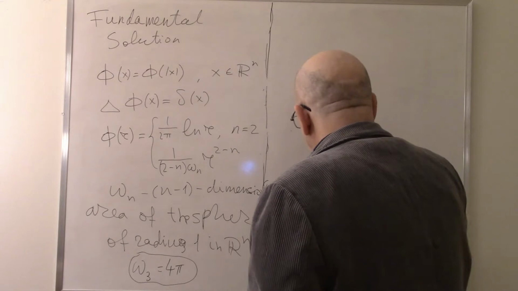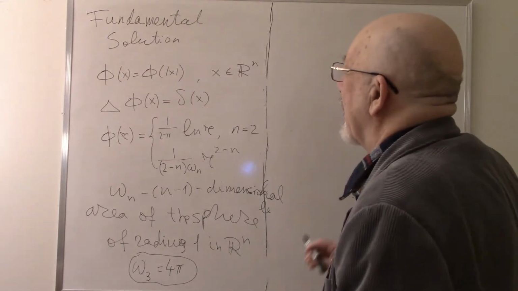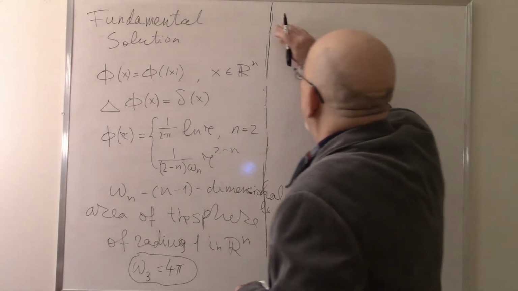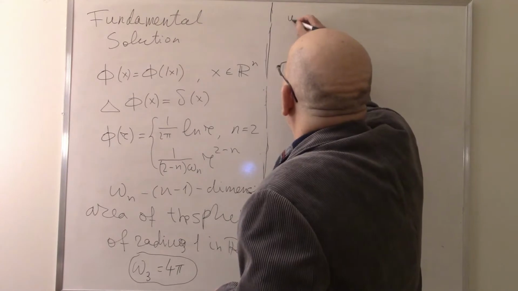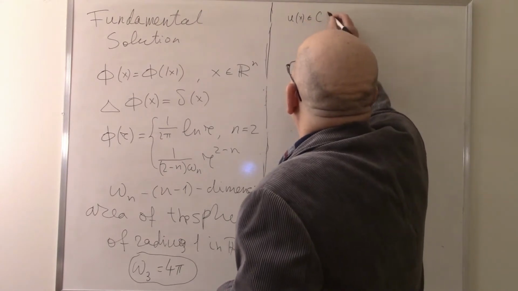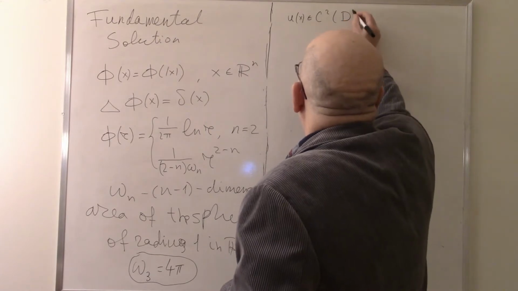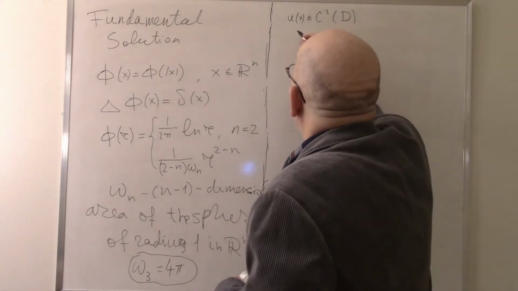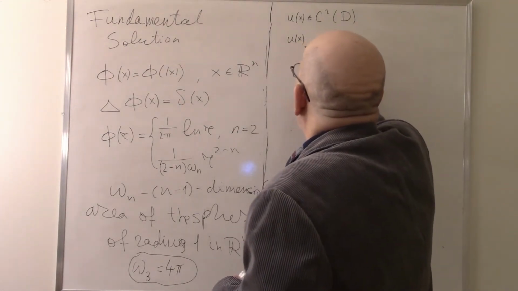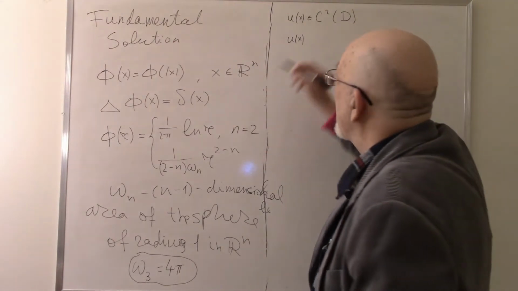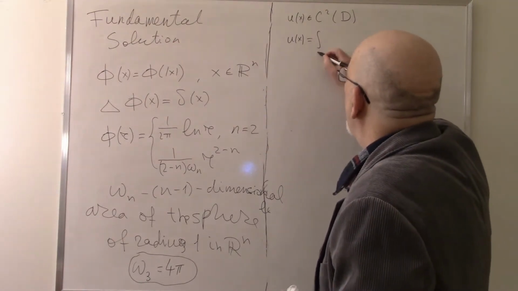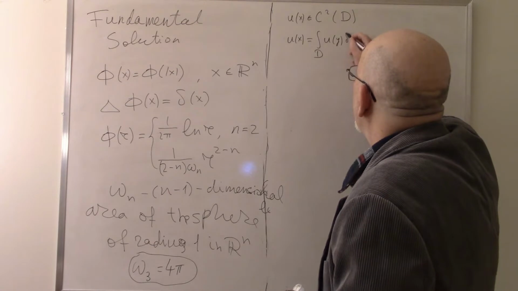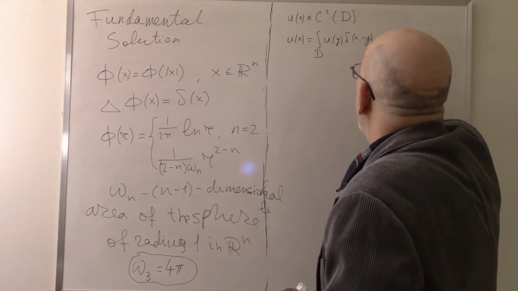Let us write Green's formula, use Green's formula for some function u of x, at least C2 of D, where D is a domain in R^n. So u of x, let me write the following chain of equalities. It equals the integral over D of u of y delta of x minus y dy.